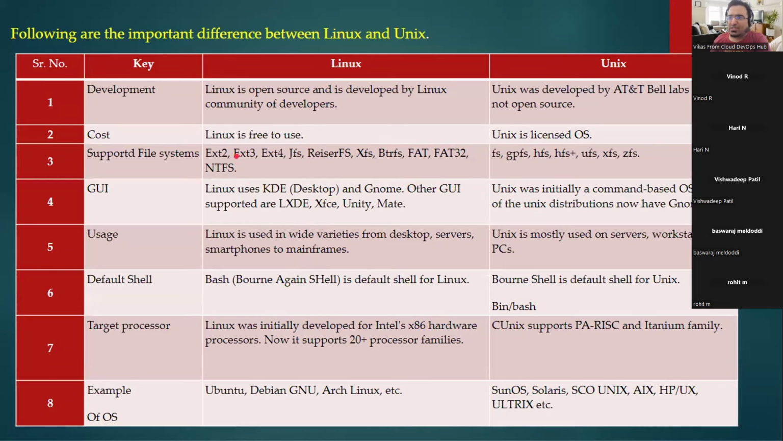Okay. File extensions: Linux supports many varieties of file extensions. If I say the names, you will not be able to remember them, so I'm not saying the names. But this one is supported by Linux, this one is supported by Unix. Linux is free, Unix is a licensed version. Linux is open source, Unix was developed in the lab. First Unix came, and then Linux came into the picture.